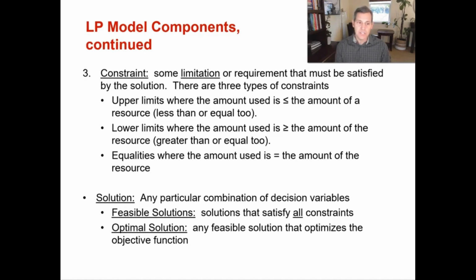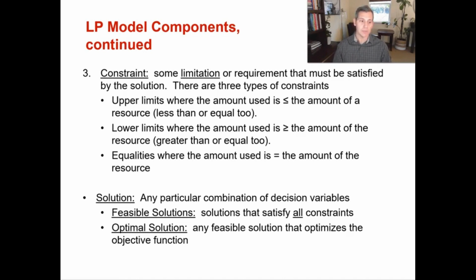Constraints are some limitation or requirement that must be satisfied by the solution. So there's three types of constraints. There's the upper limit, where the amount used is less than or equal to the amount of the resource. There's the lower limits, where the amount used is greater than or equal to the amount of resources. And then there's the equalities, where the amount used is equal to the amount of resources. So again, when we talk about constraints, that's our labor, that's our equipment, that's material. We have constraints with all of those. We can only use so much, so we're constrained by that resource.